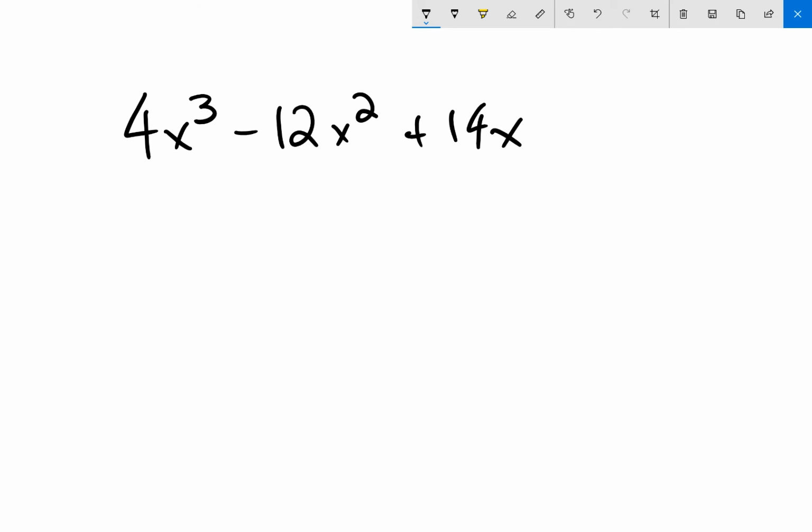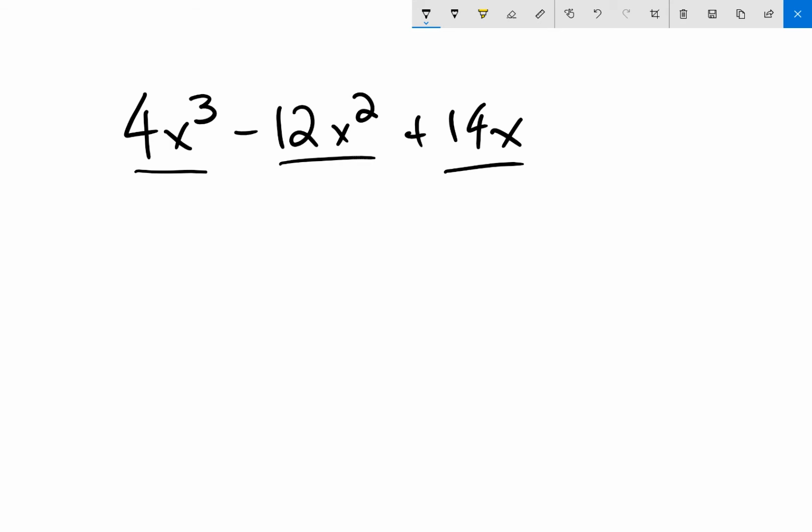So the other GCF one, I'll just kind of work out quickly. 4x to the third minus 12x squared plus 14x. So again, you're looking at all of these terms. Now this polynomial has 3 terms in it, so you have to look at all 3 of them, not just 2 in particular, and do the same thing. What can we divide all 3 terms by?